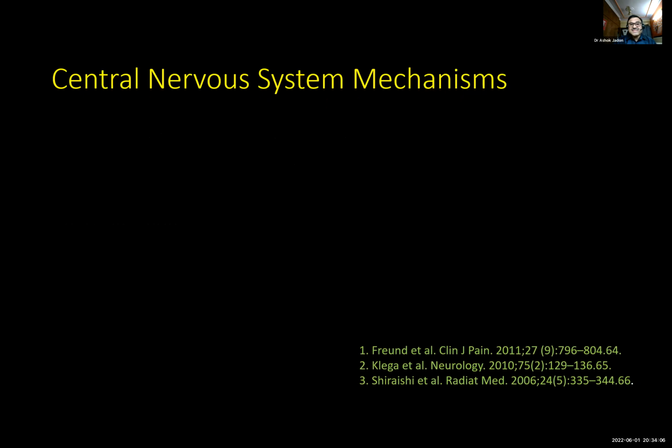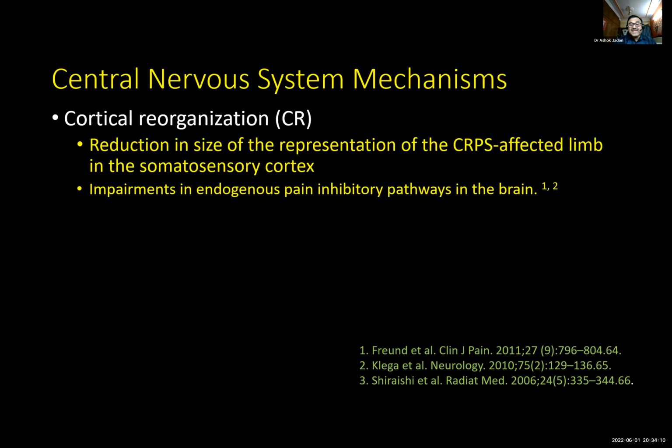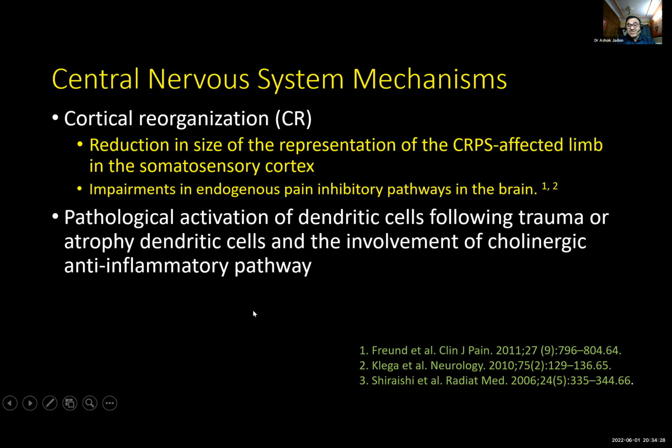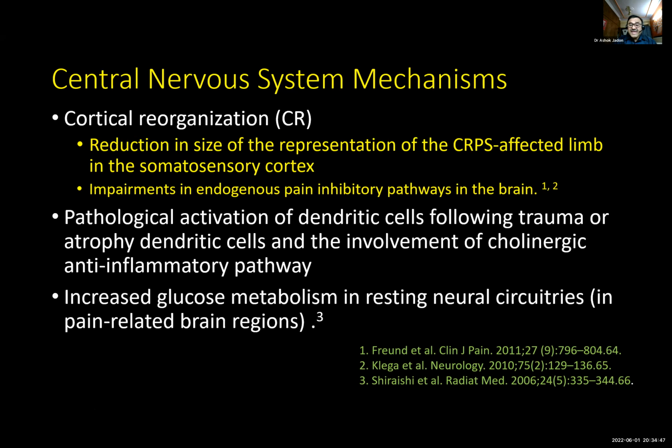Not only that, there are changes in the CNS also, with a reduction in the cortical representation. We all know all our organs are represented in the sensorimotor cortex. But in CRPS, the affected limb representation is reduced, and there is also impairment in the endogenous pain inhibitory pathways of the brain. And also there is the activation of the dendritic cells. What was thought initially was that in the matrix where the dendritic cells are present, they are innocuous. They are not participating in activation, but now they are playing a very major role, and more so in CRPS. And it has been seen that there is an increased glucose metabolism in the resting neural circuitries, particularly those responsible for pain perception.